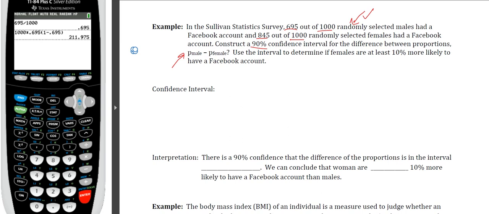Likewise, for women, 845 out of 1,000 is 0.845. So 1,000, our sample size for women, times the proportion of women, which is 0.845, times 1 minus 0.845, is also definitely going to be more than 10. So not nearly as much, but still more than 10. So all the conditions are okay. We can assume that this is normal.